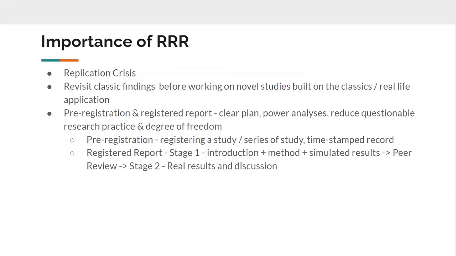So what is the importance of the RRR? As 3D has mentioned in the lecture, there's a replication crisis across different fields. Around 20 to 70% replication success across different fields of psychology and different mass replication projects. It's very important to revisit the classic findings, particularly in social psychology and judgment and decision making, before we actually work on follow-up studies that are built on the classics. Also, before we apply those classic findings to real life, we need to revisit them to check if they're reliable.